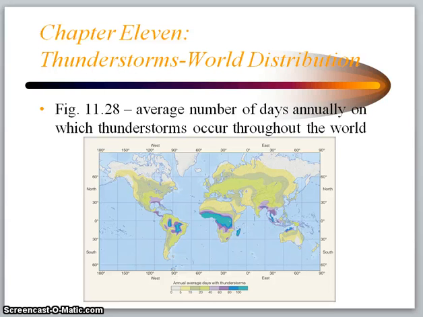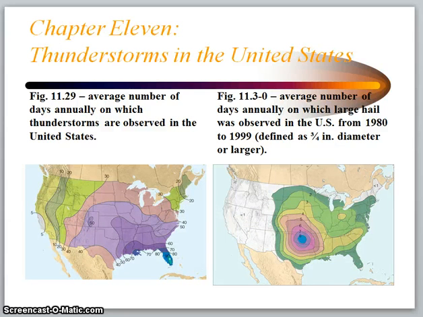If you look at a worldwide distribution map of the average number of days annually on which thunderstorms occur throughout the world, you're going to see that the equatorial regions and the persistently moist areas of the world have the greatest likelihood of thunderstorm development, and places that are dry, like the deserts and closer to the North Pole, have the least likelihood of the development of thunderstorms on any given day around the world.